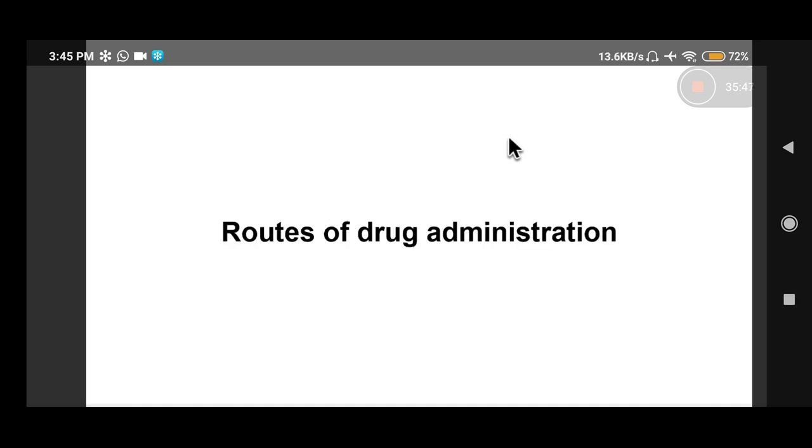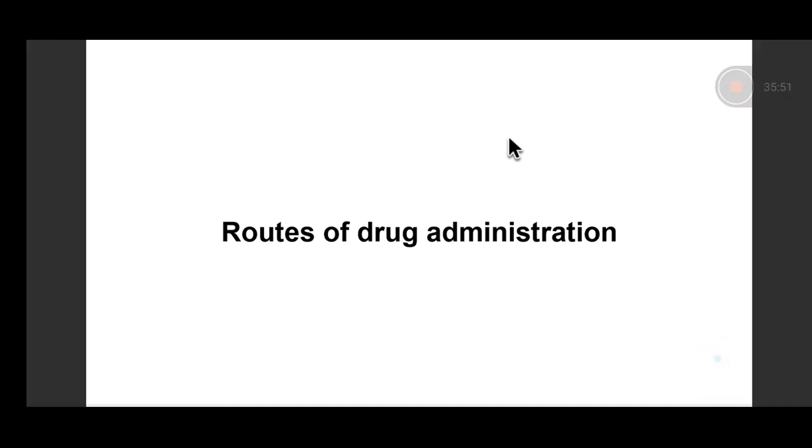Now, having finished very, very basic concepts of biological movement of drugs, we come to the second part of today's class on routes of drug administration.